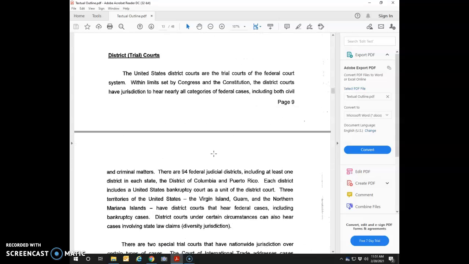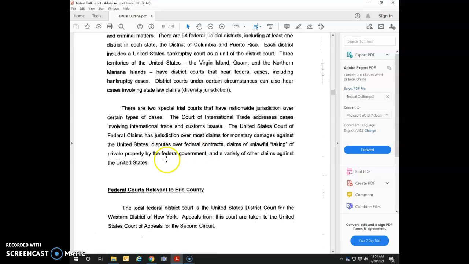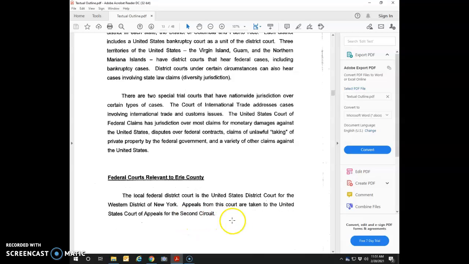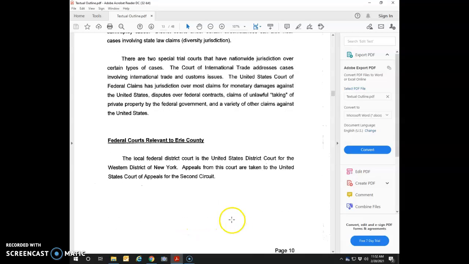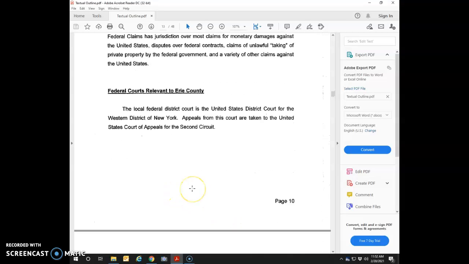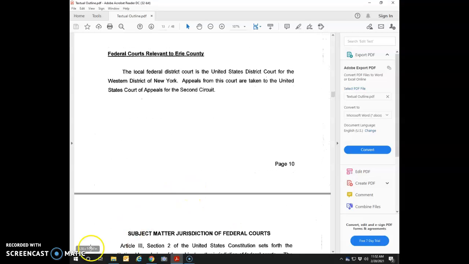I have a little diagram of the federal courts relevant to Erie County. Our local federal district court is the District Court for the Western District of New York, and appeals from this court are taken to the U.S. Court of Appeals for the 2nd Circuit.